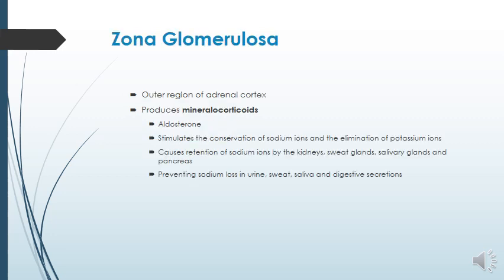The zona glomerulosa produces a group of hormones called mineralocorticoids, and this region is found in the outer portion of the adrenal cortex. The most abundant of all of the mineralocorticoids is aldosterone, and it stimulates the conservation of sodium ions and the elimination of potassium ions, and it causes retention of sodium ions by the kidneys, sweat glands, salivary glands, and pancreas, thereby preventing sodium loss in the urine, sweat, saliva, and digestive secretions.